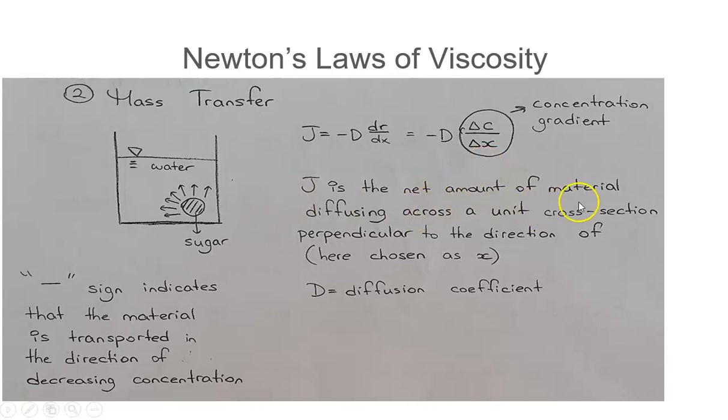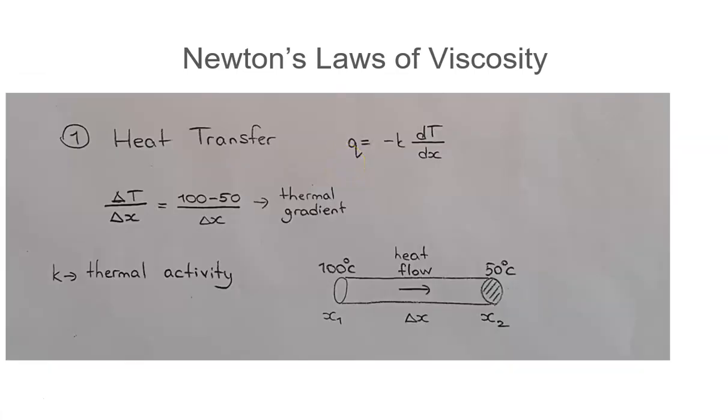J is the net amount of material diffusing across a unit cross-section perpendicular to the direction of movement or flow or motion. Here, the direction is chosen as X. D is referred to as the diffusion coefficient. Now, you will notice this minus sign here. This minus sign indicates that the material is transported in the direction of decreasing concentration. The same thing happens in heat transfer, where heat is transported in the direction of decreasing temperature.